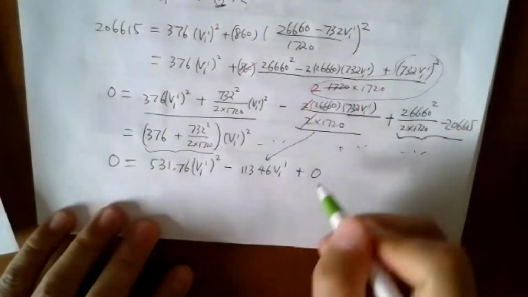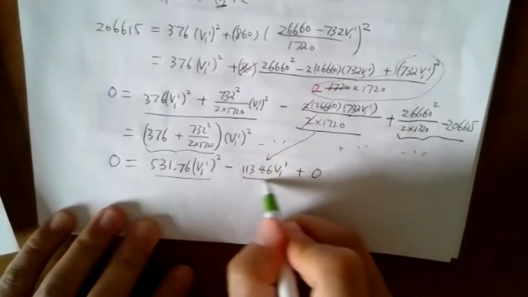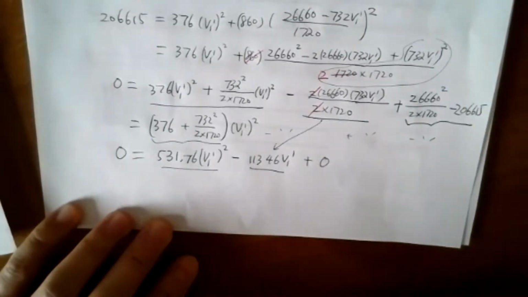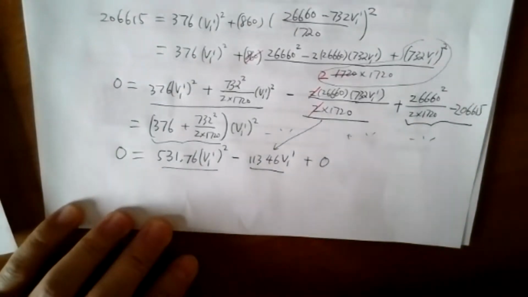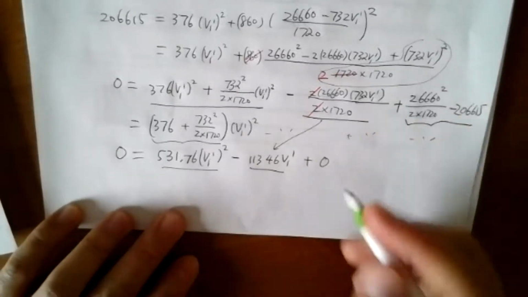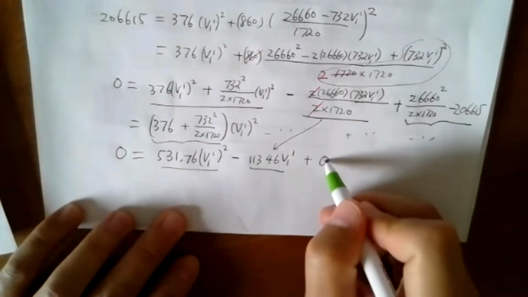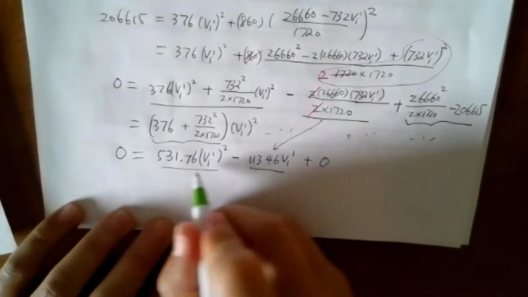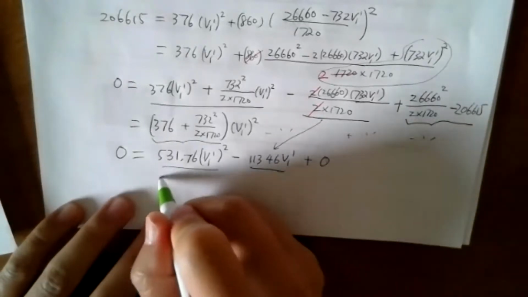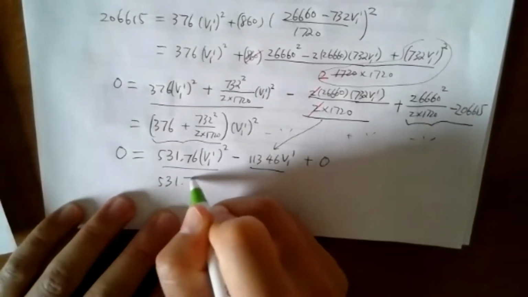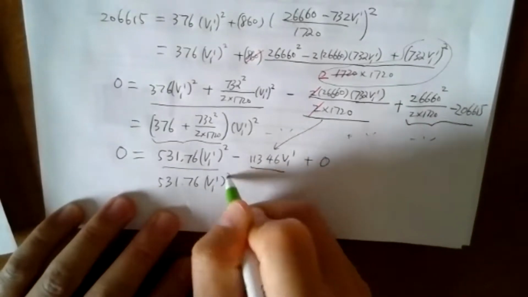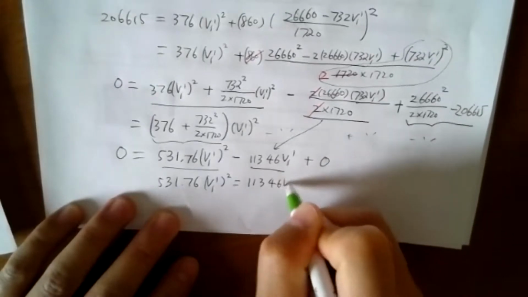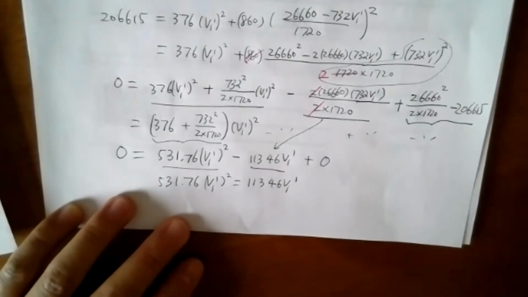So then it's 0 over here. This one minus that one goes to 0. So it seems to be a quadratic formula, but actually not quite, because the constant term is 0. So this guy minus that guy is equal to 0, which means 531.76 V1 prime square is equal to 11346 V1 prime.